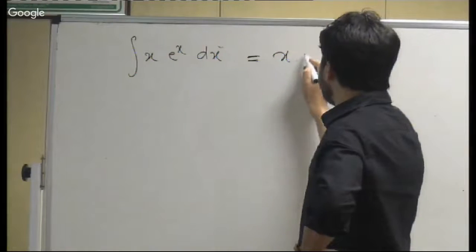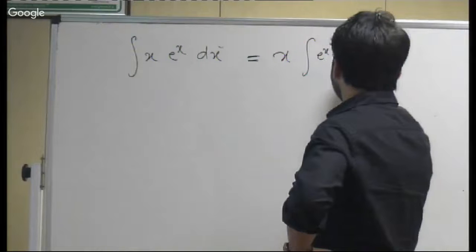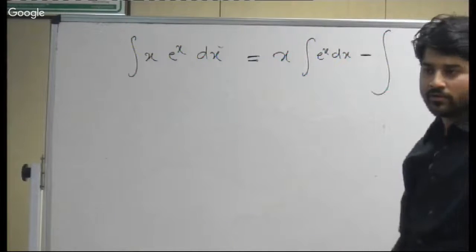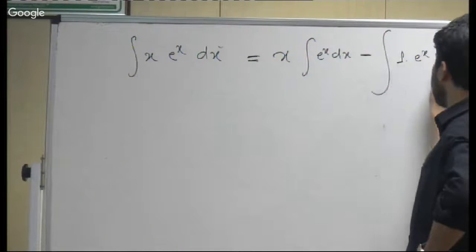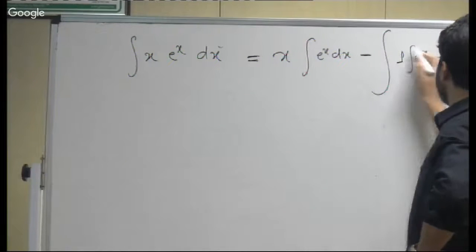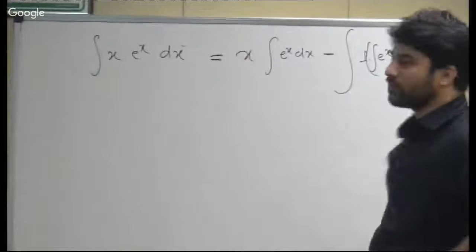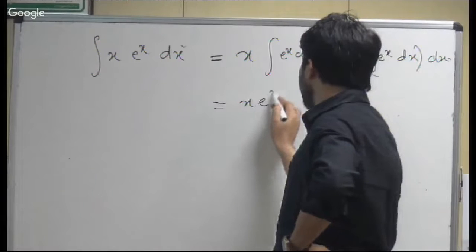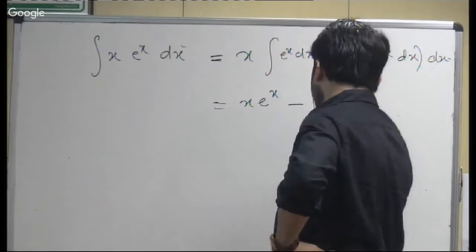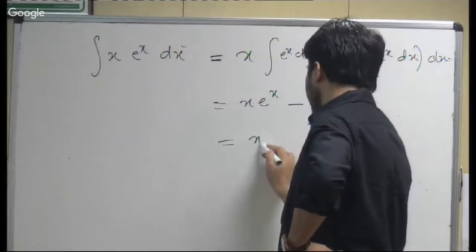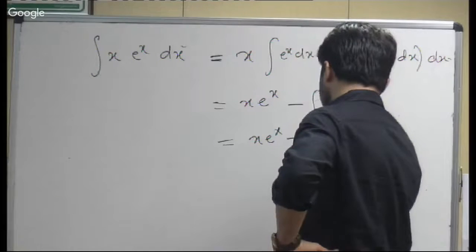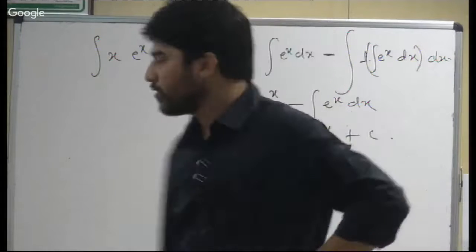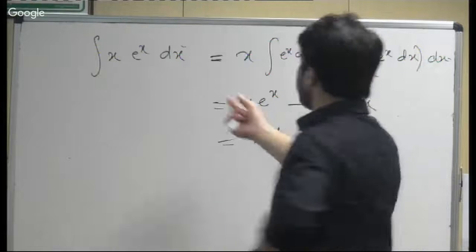So I'm going to say x e to the power x dx minus, x, what is the differentiation of x? 1, right? This is the way we are going to do it. So it will be x e to the power x minus e to the power x dx, which finally gives me the answer. Clear?